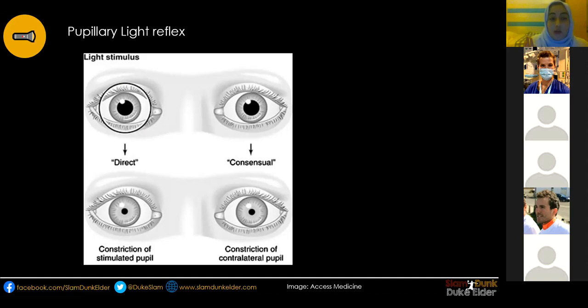So when you're presented with a patient to have a look at your direct response, you will shine the torch ophthalmoscope into one eye, and the direct response is the constriction of that pupil. At the same time, the contralateral eye should also constrict, and that's the consensual response. You can see by the diagram. And that's the normal response.